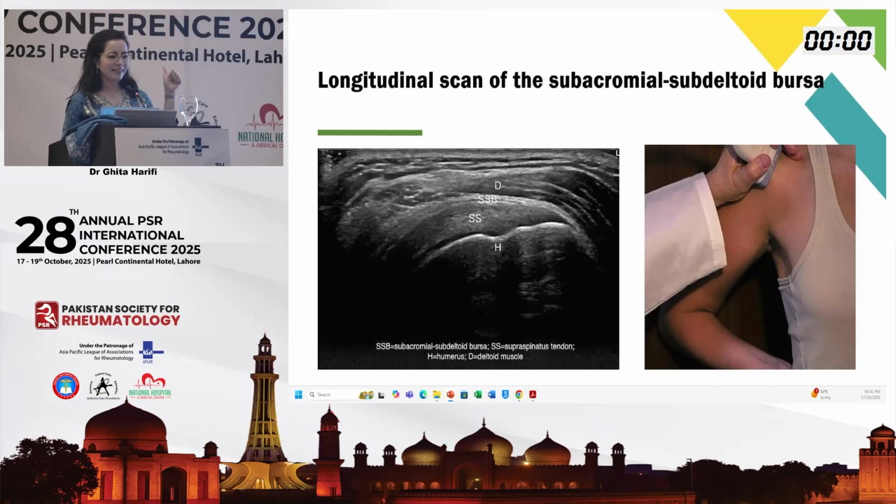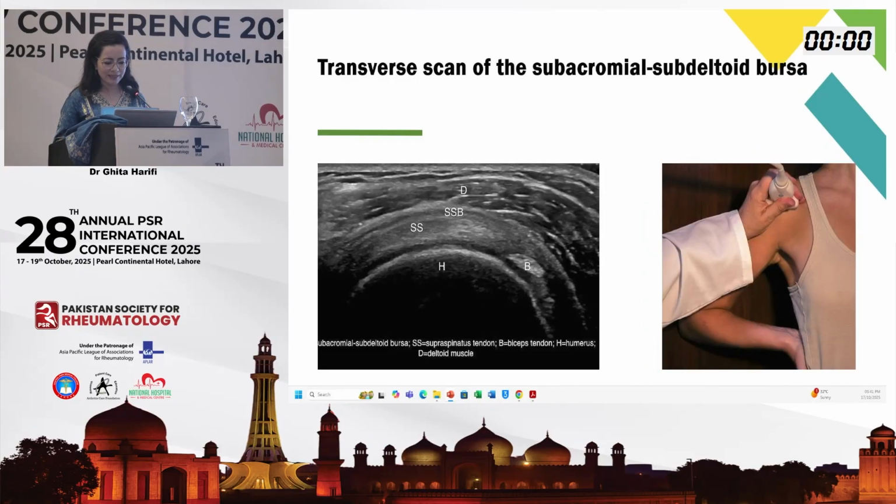Now, two tendons, then one bursa. This is a longitudinal scan of the subacromial subdeltoid bursa. For the bursa, the position is similar to the position of the supraspinatus. We will come to the supraspinatus. You will ask the patient to put the hand on the back, and this is basically to uncover the supraspinatus, and you will see the subdeltoid bursa starts here. It's between the supraspinatus and the deltoid, and then you follow this bursa till the subacromial part.